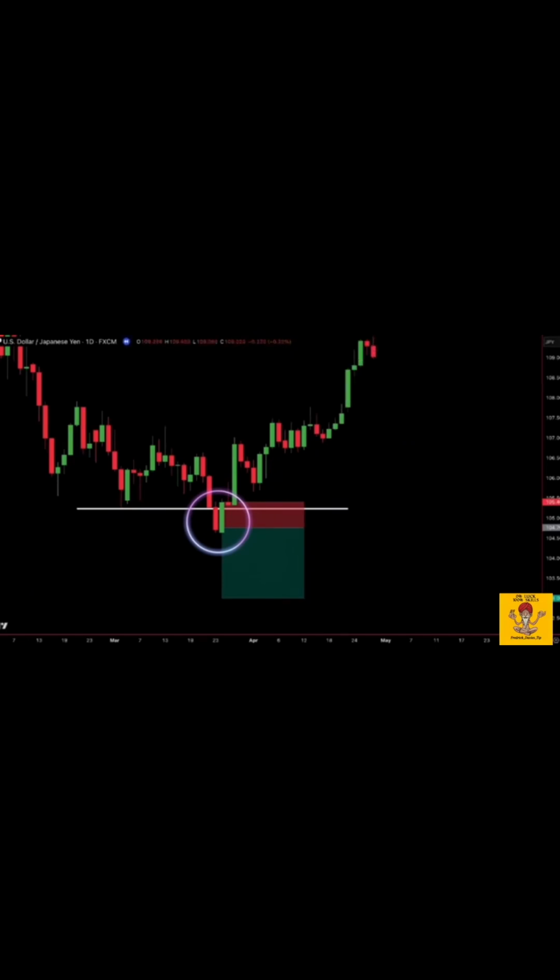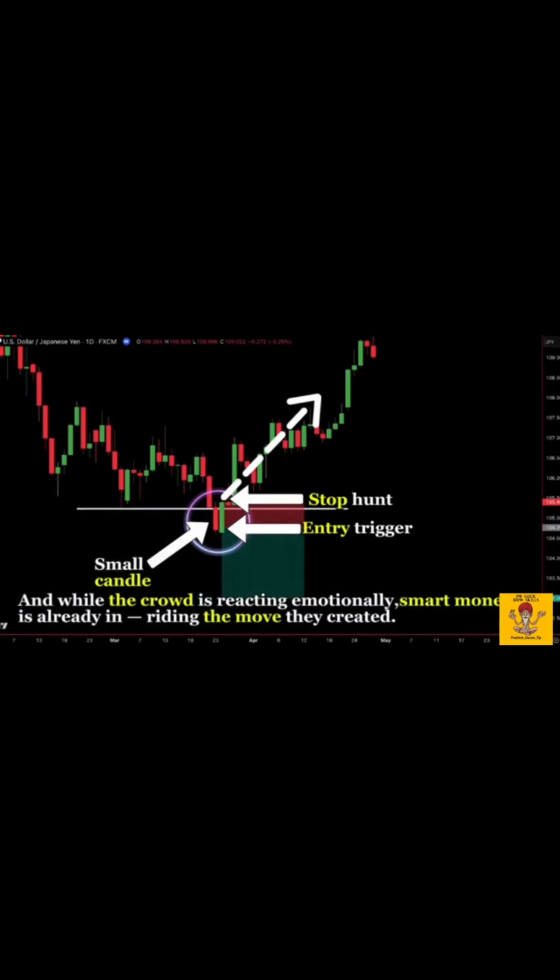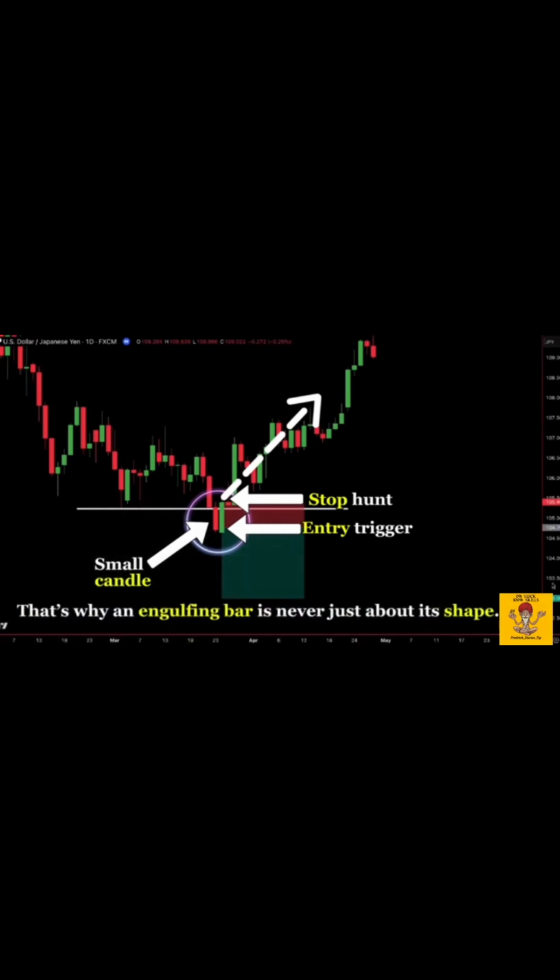But what's really happening here? Smart money uses that small candle to bait sellers. They trigger their entries, wait for stops to build up, then reverse the market and take liquidity. Retail traders panic. Some close in loss, others flip their position too late. And while the crowd is reacting emotionally, smart money is already in, riding the move they created. That's why an engulfing bar is never just about its shape. It's about where it forms, when it forms, and who gets trapped because of it. Understand that, and you stop trading like the herd and start thinking like the pros.